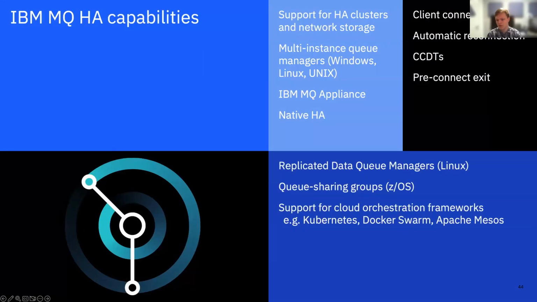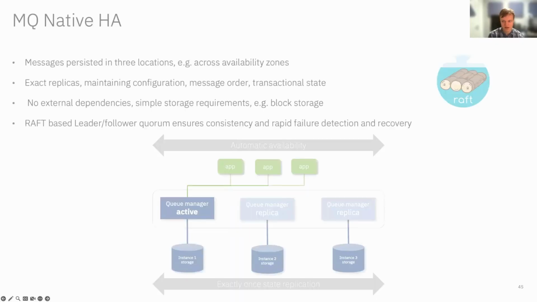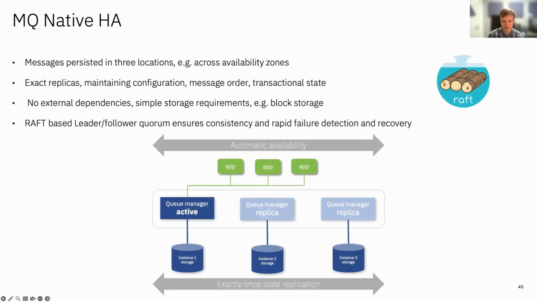Depending on the platform it's running on, MQ offers quite a few different high availability features. I'm going to get into a couple of these now. The first thing I'm going to talk about is native HA. This is a fairly new feature, and we basically maintain replicas of queue managers, and the messages persisted in 3 different locations. This works quite well with cloud deployments, and there are no real external dependencies. The idea is that the queue manager and the messages are persisted in the event of a failure of any other queue manager.